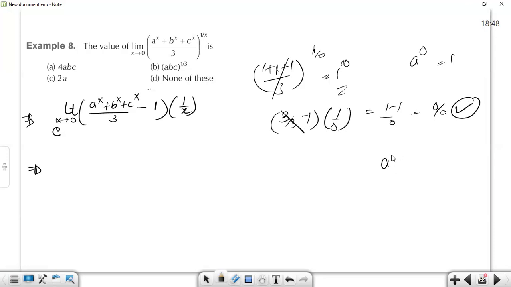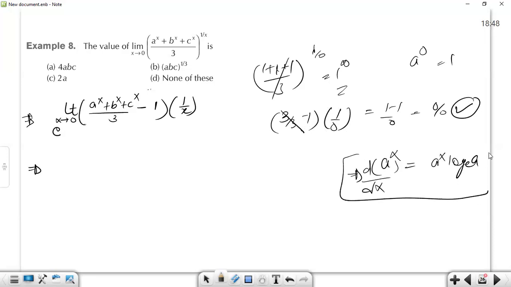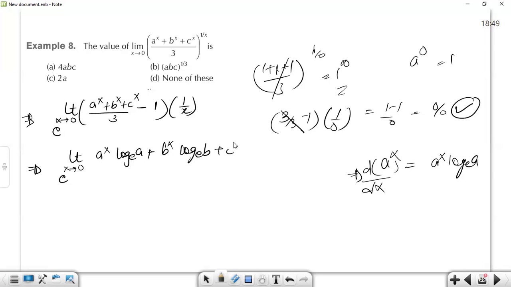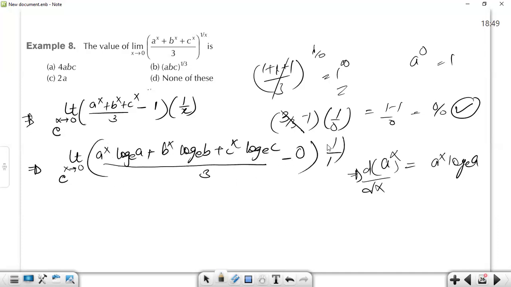And the differentiation of any exponential function, if anyone is aware, please say out the formula. No one? This is the particular formula. So here, the limit x tending to 0 of (a^x log a + b^x log b + c^x log c) divided by 3. The derivative of minus 1 will become 0 and the derivative of x will become 1.